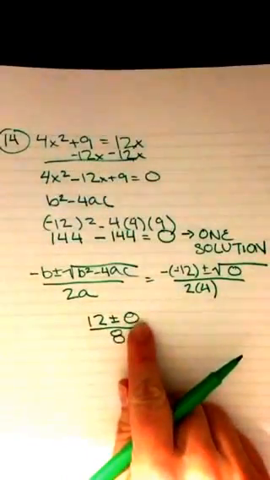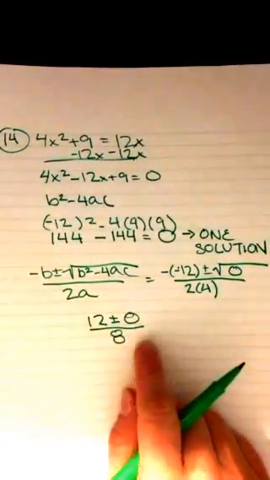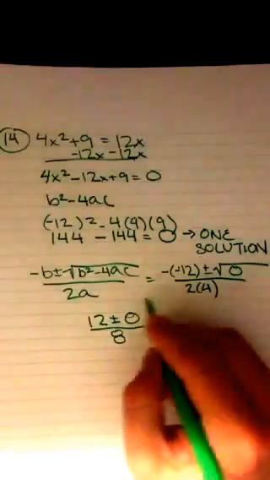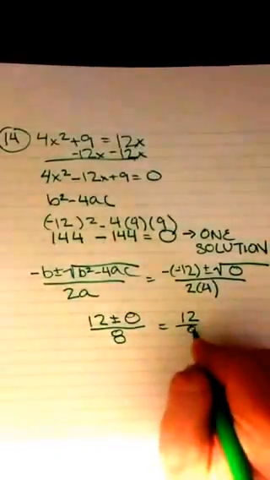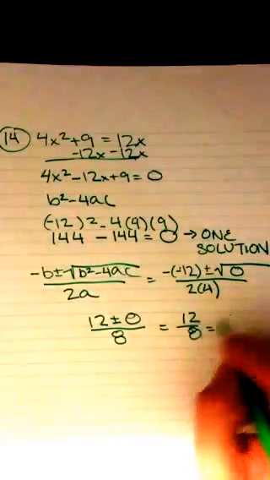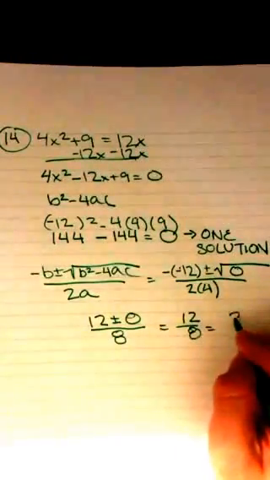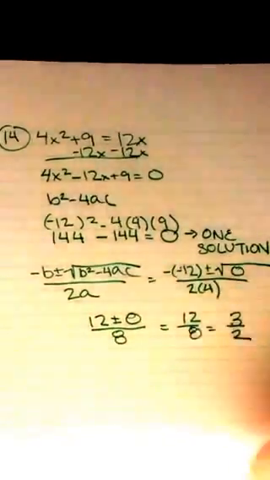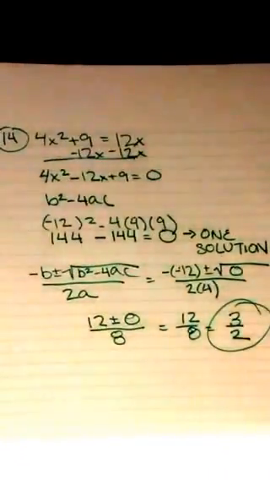12 plus 0 is 12. 12 minus 0 is 12. So regardless of either way, I'd have 12/8 reduced down, each divided by 4. I'd have 3 over 2 as my answer. And here is my solution.